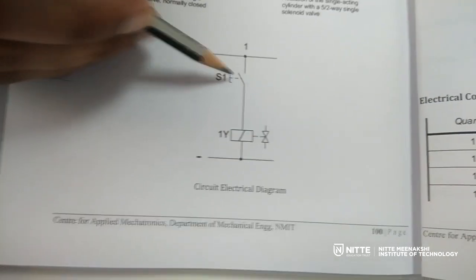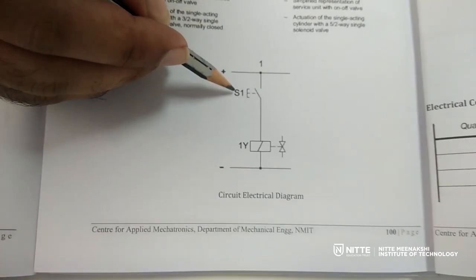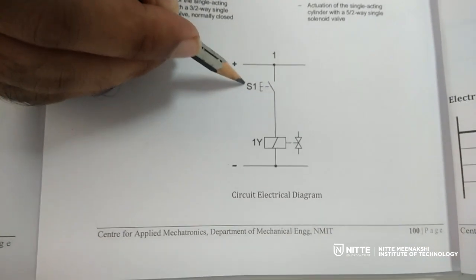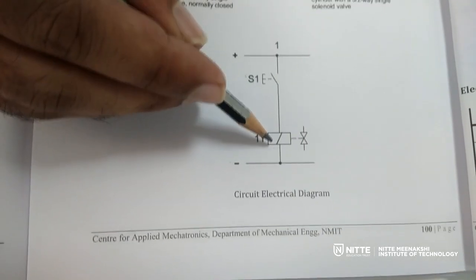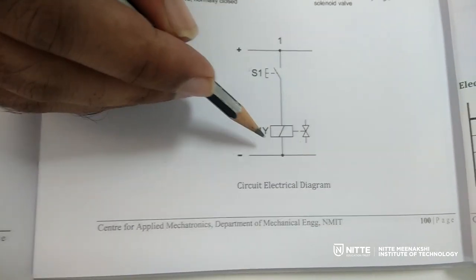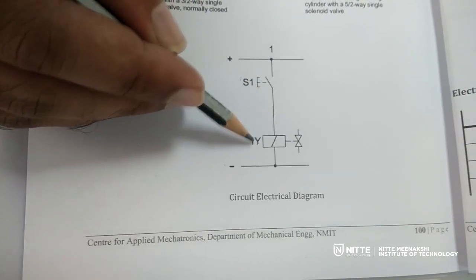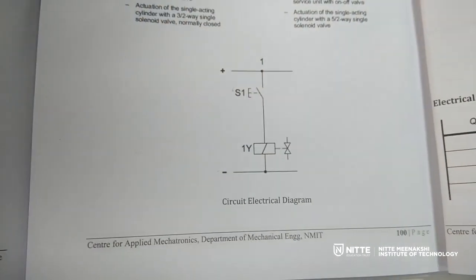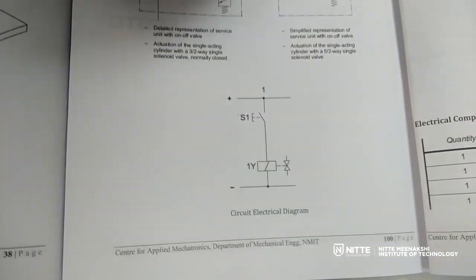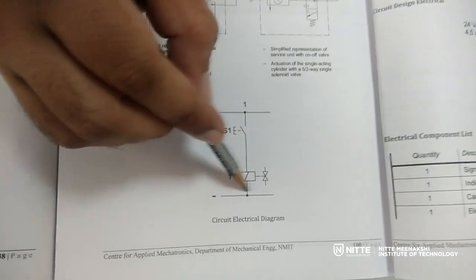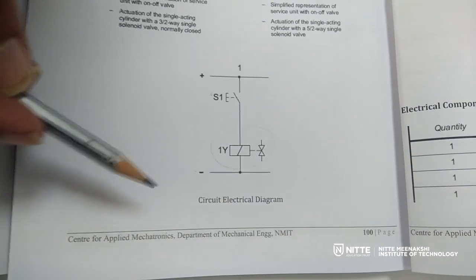This is a normally open type switch, which is named S1. The output of the switch is directly given as input to the solenoid. This 1Y is the solenoid. You can see 1Y here, and in the circuit also you have 1Y, right? These are the basic nomenclatures. This symbol represents a solenoid.